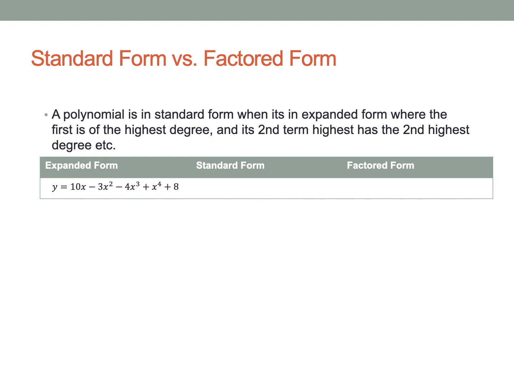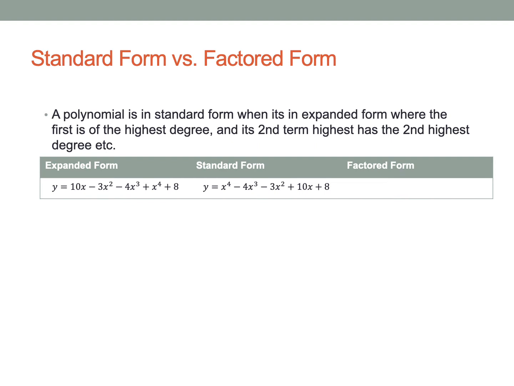Now this isn't in standard form because the terms are not in order by degree. Like 10x has a degree of 1, and that is not the highest term on there. So if you were to rewrite it in standard form, x to the fourth would come first, and it would look like y equals x to the fourth minus 4x cubed minus 3x squared plus 10x plus 8.